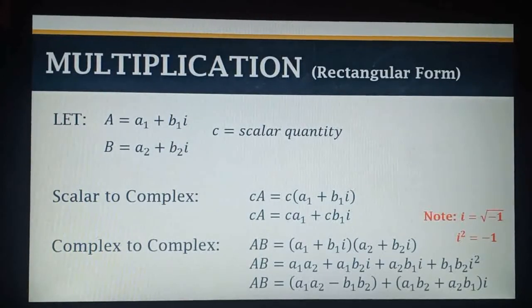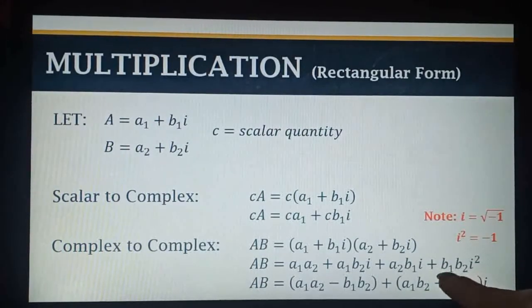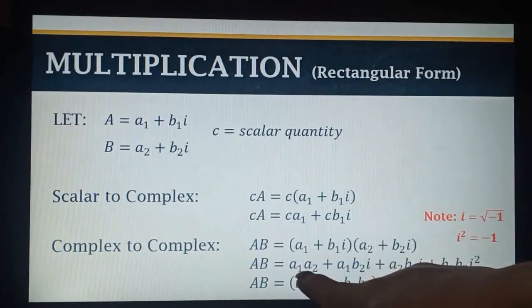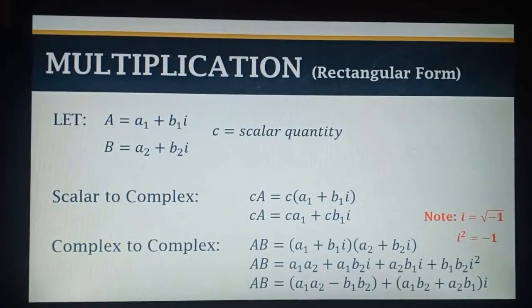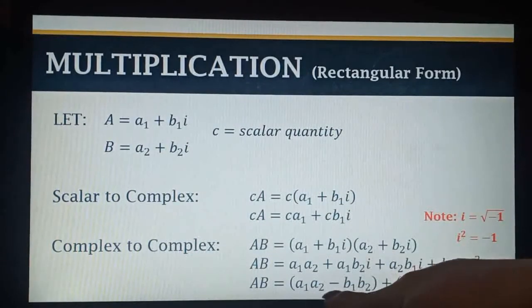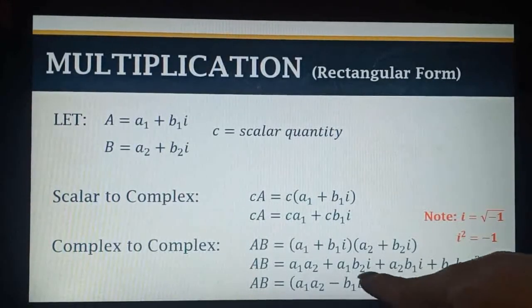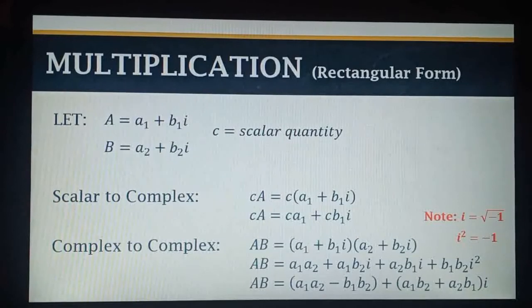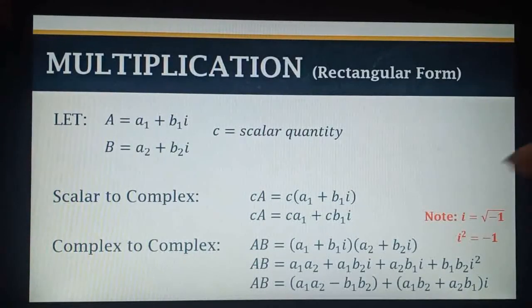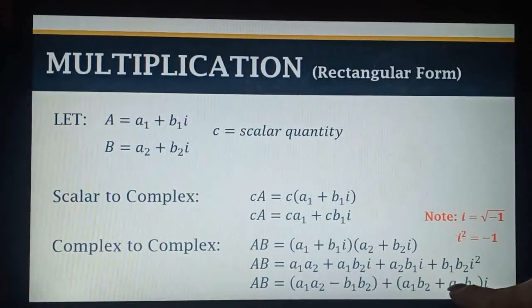So in your simplified complex A multiplied to complex B, since this is real and the sign is negative, I can combine it with A1, A2. So the total real part of the complex number is A1, A2 minus B1, B2. Plus, these are both imaginary, so we can combine them. So that is A1, B2 plus A2, B1 multiplied to i, since that is your imaginary part.